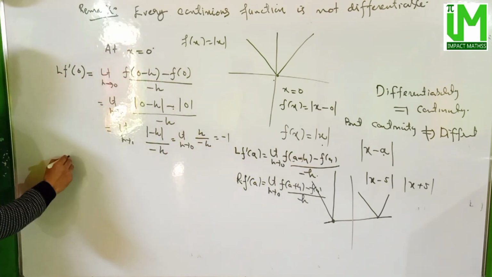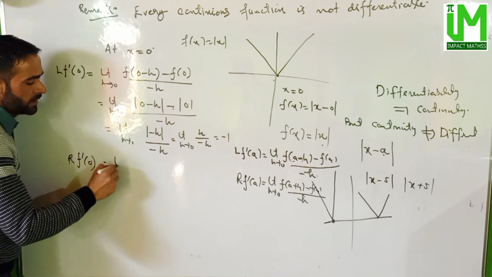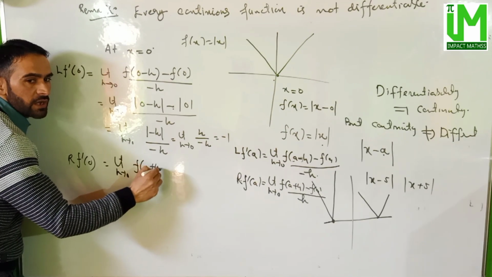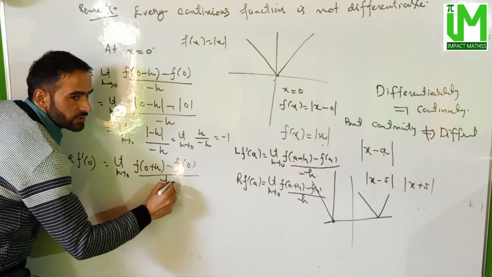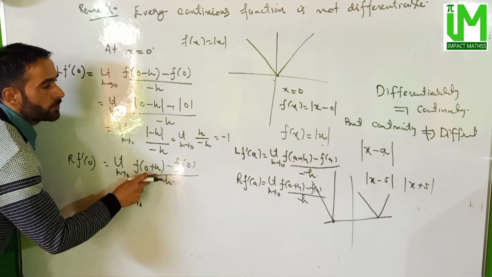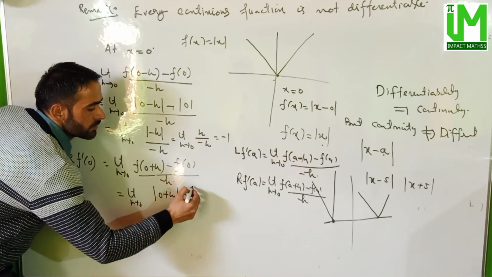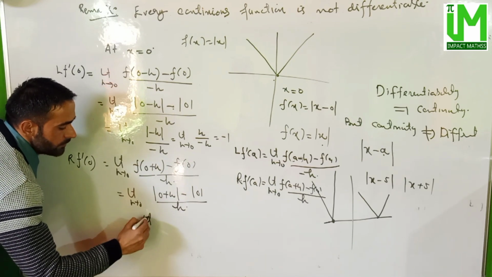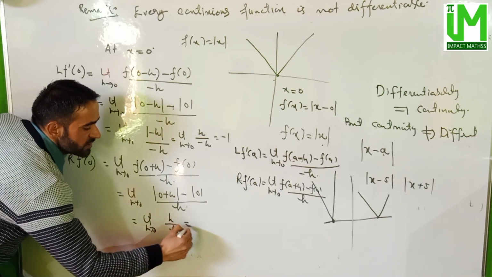Now the right hand derivative, R f dash of 0, which will be limit h tends to 0 of f of 0 plus h minus f of 0 divided by h. So it will again be limit h tends to 0, f of 0 plus h is mod of 0 plus h, minus mod of 0, divided by h. Okay, so it will be h divided by h, which is equal to 1.